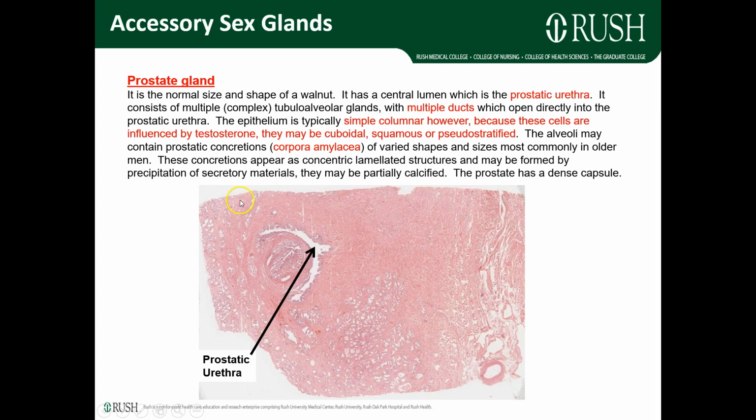The other thing to note here is that the alveoli within the prostate contain what's known as the prostatic concretions, and they would appear as more or less like concentric circles, and they vary in shape and size, mostly seen in older individuals. These concretions, basically there's no real reason why they're there, but they are sort of like partially calcified, so they actually help you to identify that you are in the prostate gland. Prostate itself does have a dense capsule around it.